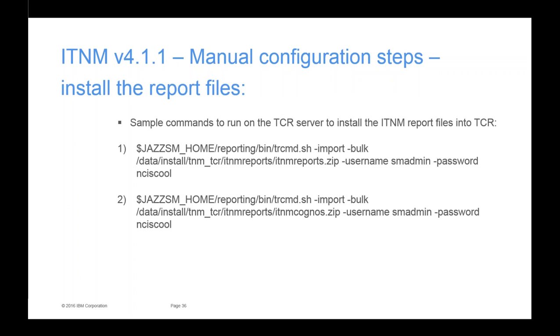So the manual configuration steps, I'll just walk through it real quickly here. Here are some sample commands. Most of these will be sample commands that you can use. First thing you want to do is import the ITNM reports and the ITNM Cognos zip files into your TCR server configuration. These are going to be done on the TCR server, by the way. So copy the files to the TCR server and then run this command. Wherever you put those files, you need to just run this command to change your path.